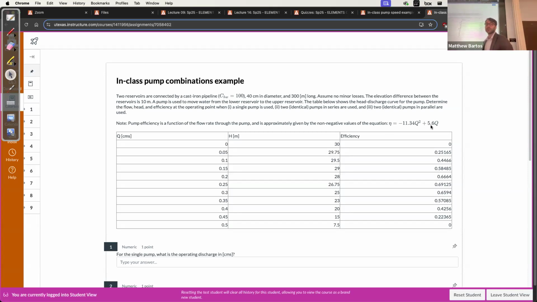Eta is equal to negative 11.34 times the discharge squared plus 5.6 times the discharge through each pump. So the efficiency here is a function of the flow rate through each pump.